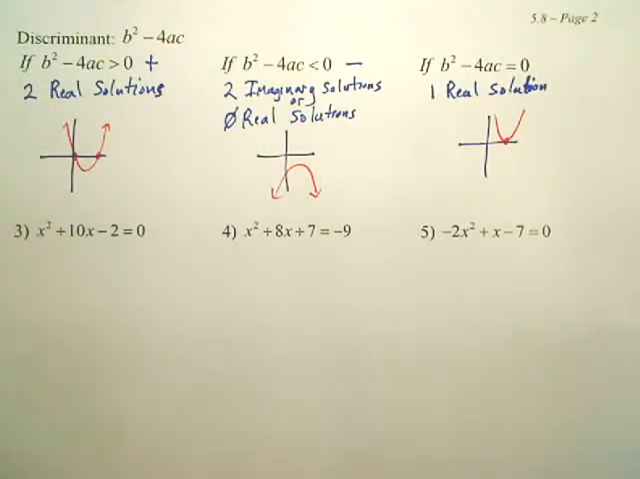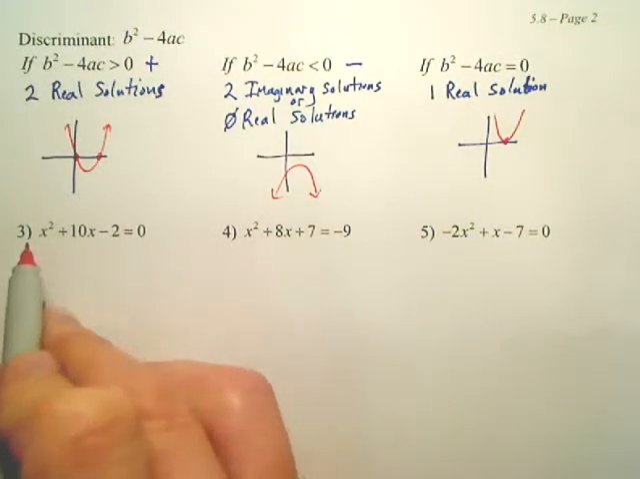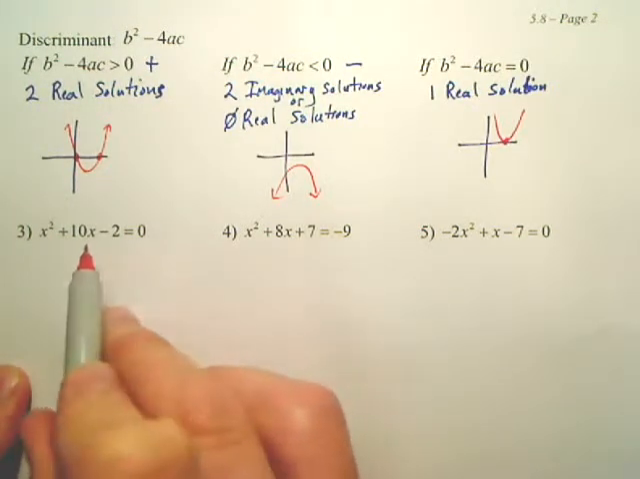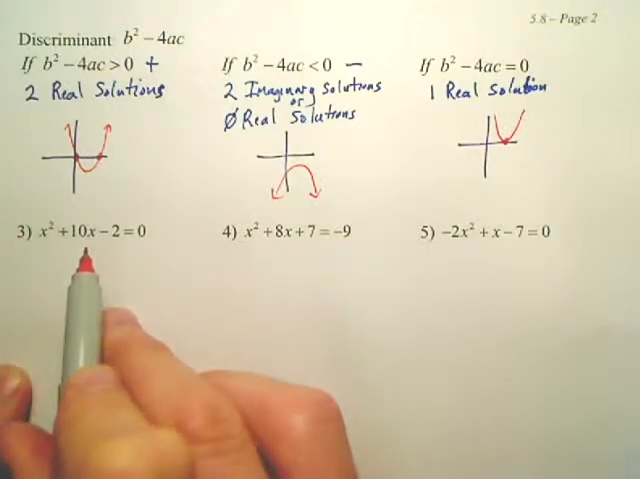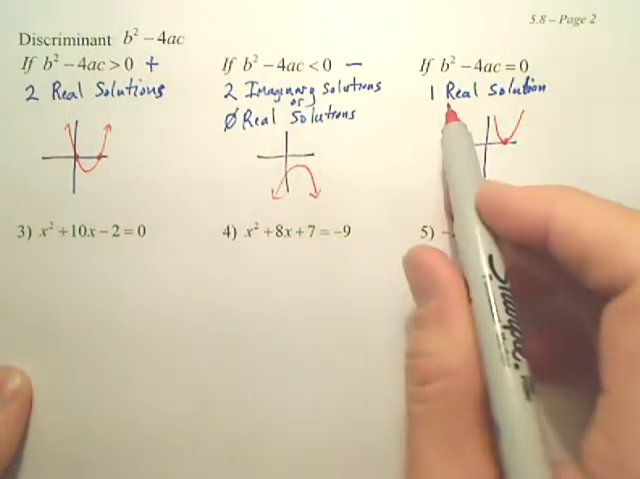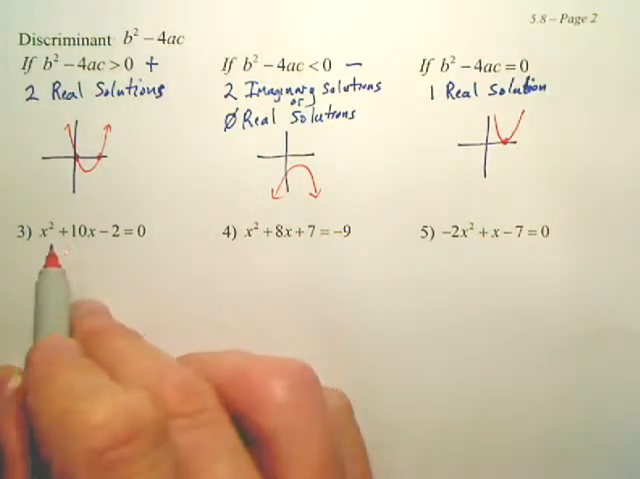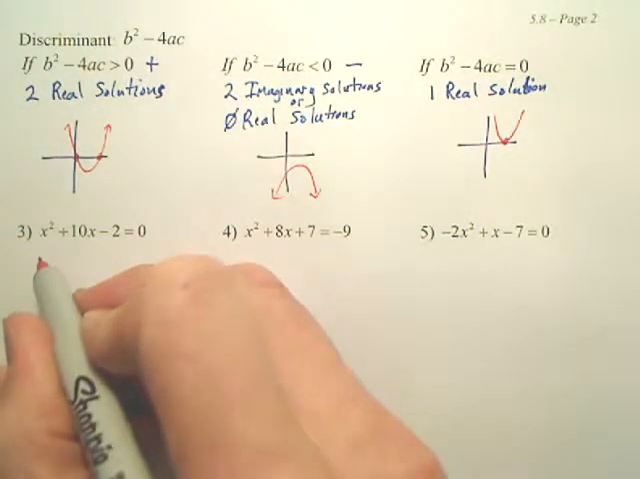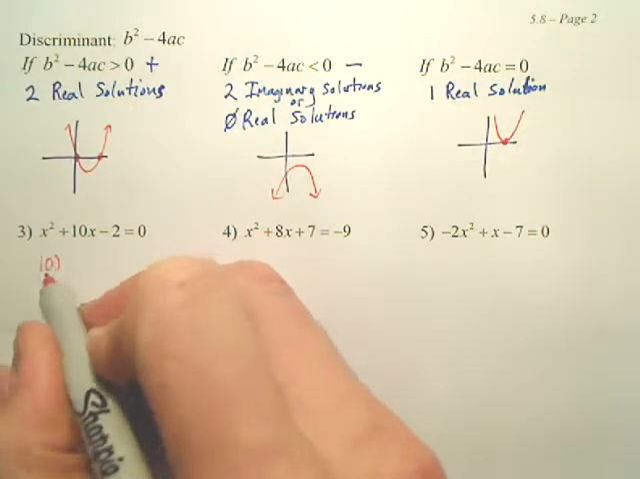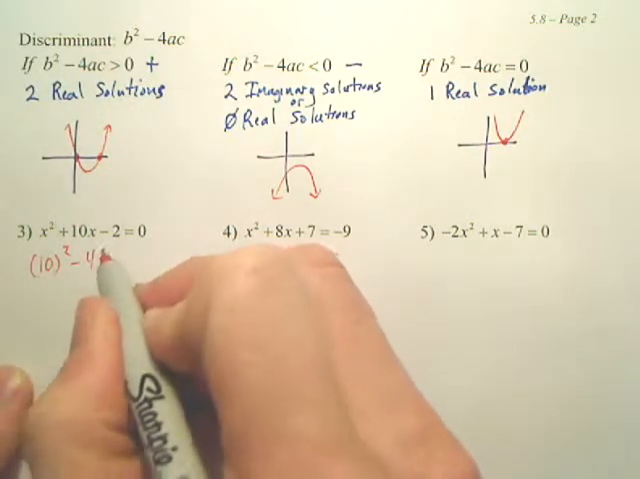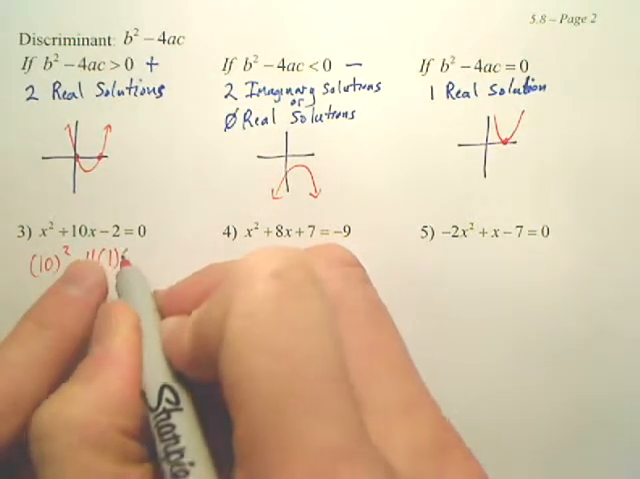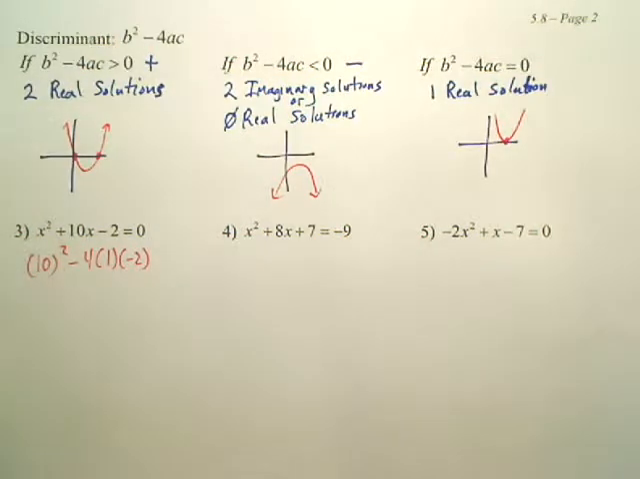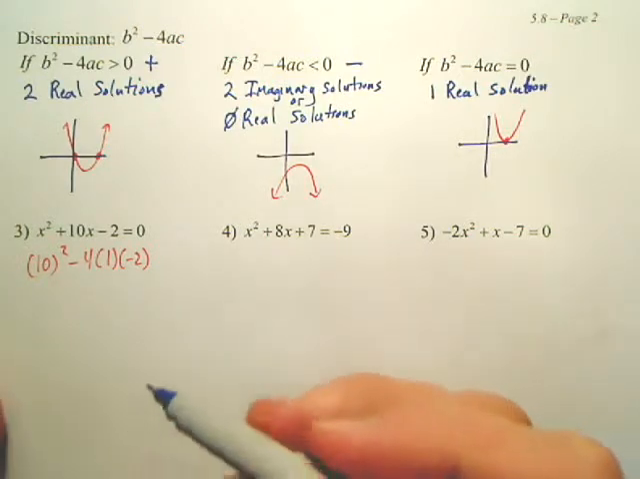Let me describe it some more. Basically, here's your equation. I want to find out how many solutions this has. That's the question they asked, just how many solutions. Does it have 2, none, or 1? Well, all we do is take the b squared minus 4ac. So we're going to take 10 squared minus 4 times a, which is 1, times c, which is negative 2. You just take those values and see what you get. And all you care is whether it is positive, negative, or 0. That's all you care about.